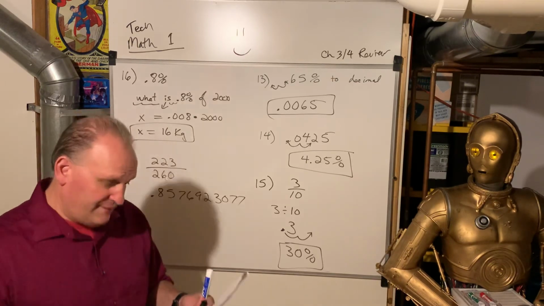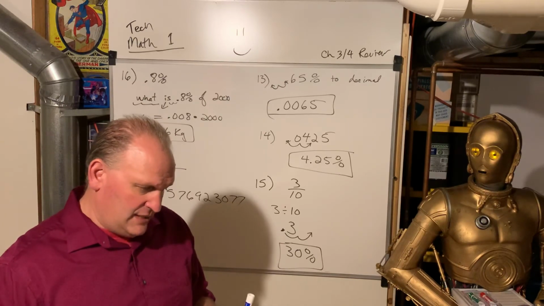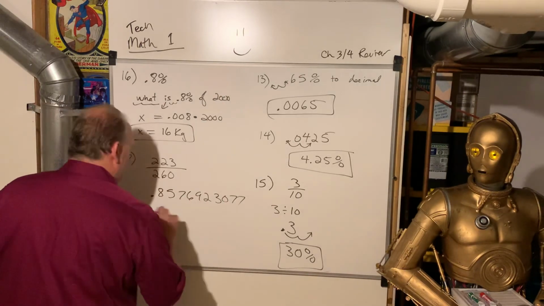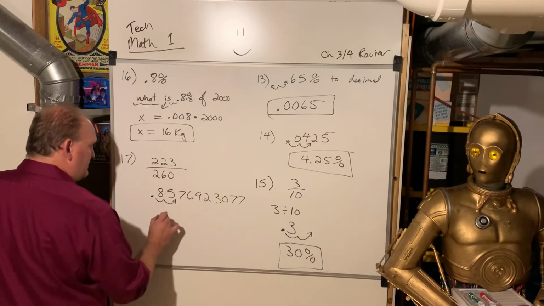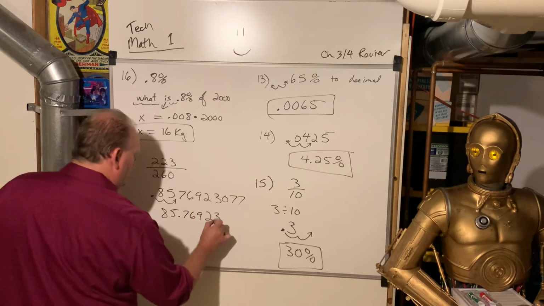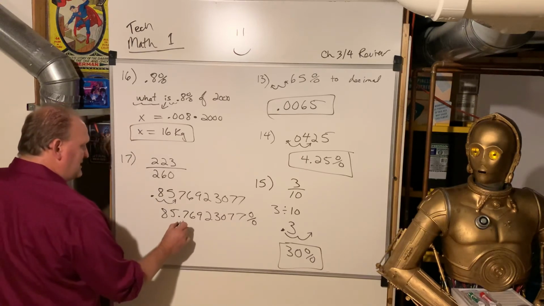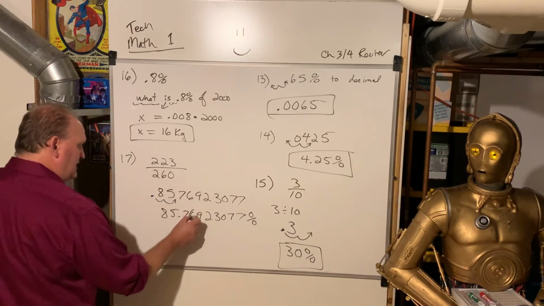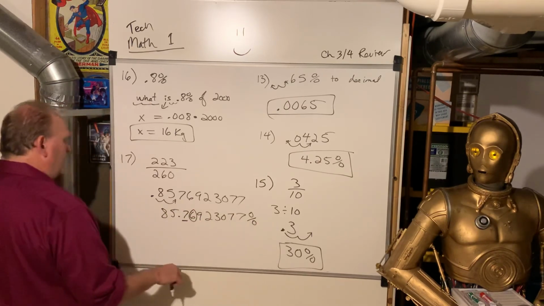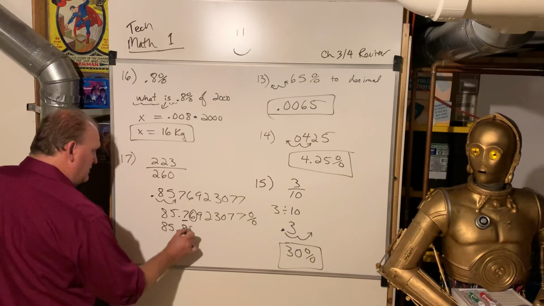And now let's convert that to a percent, and it says round to the nearest tenth of a percent. So that means first you make it a percent. So first things first, make it a percent. 85.769230077 percent, and now tenth of a percent. So we look at this. If this is 5, 6, 7, 8, or 9, that gets bumped up. All of that's going to go away no matter what. So 85.8%.